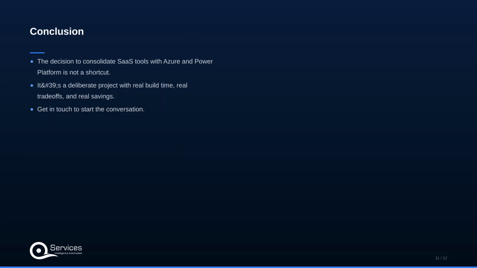Let's talk about the conclusion. The decision to consolidate SaaS tools with Azure and Power Platform is not a shortcut. It's a deliberate project with real build time, real trade-offs, and real savings. For SMBs spending $10,000 or more per month on fragmented SaaS subscriptions, the math almost always justifies the investment within the first year, and the savings compound from there. The key is starting with a clean audit, prioritizing commodity workflows over specialized tools, and building incrementally so each replacement delivers value before you move to the next.